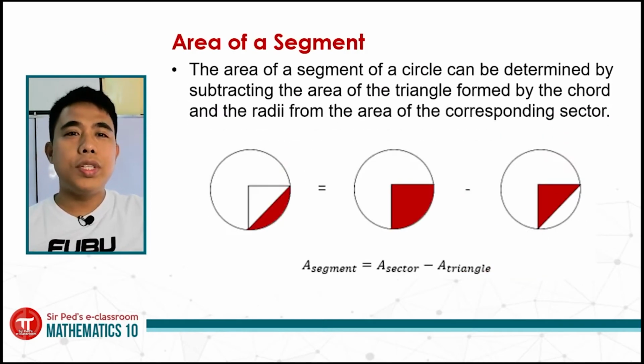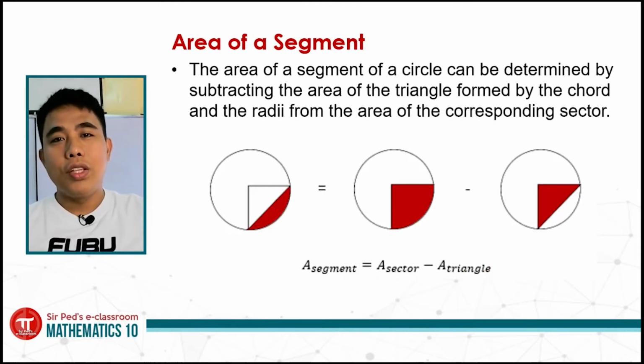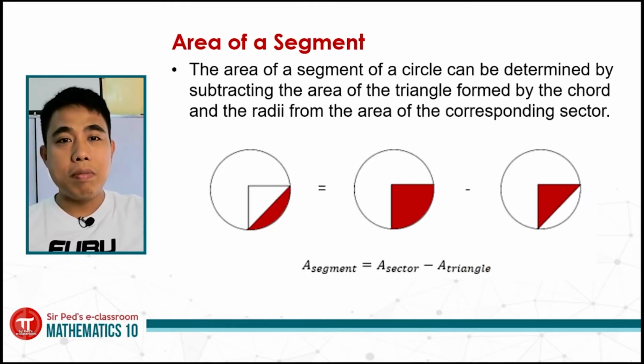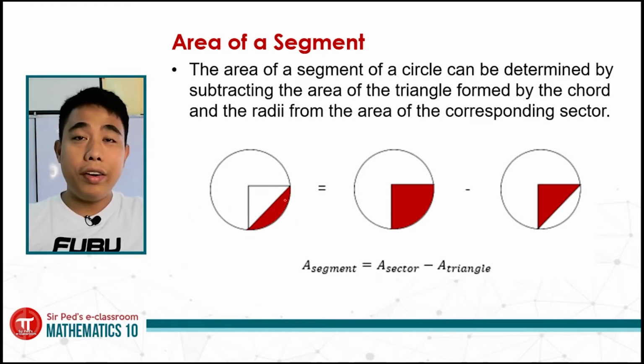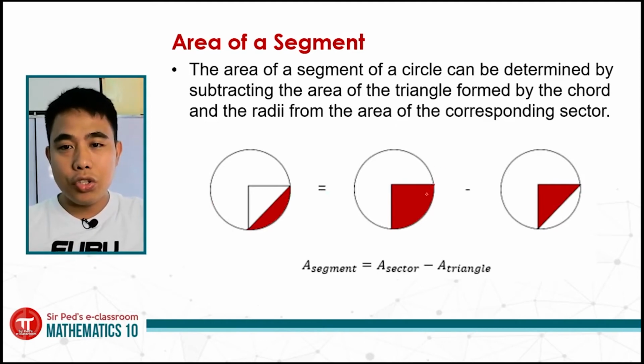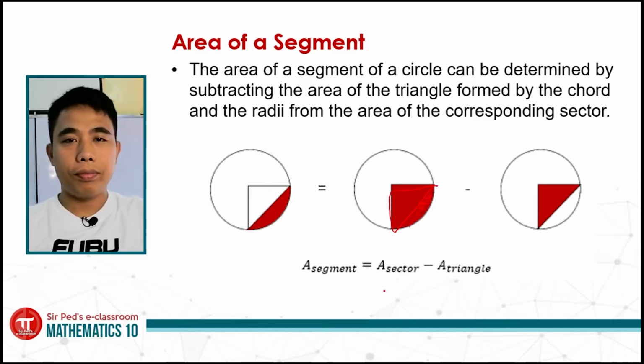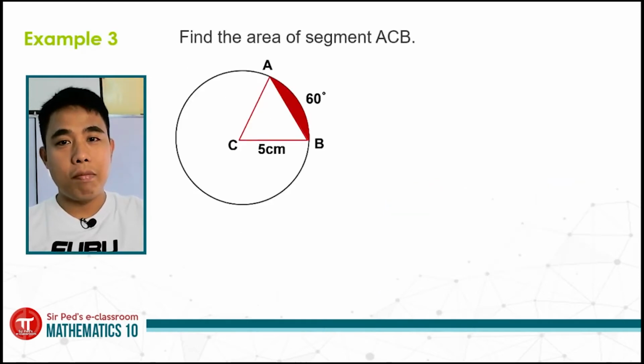Now, let's proceed to the area of a segment. So the area of a segment of a circle can be determined by subtracting the area of the triangle formed by the chord and the radii from the area of the corresponding sector. So the area of a segment is equal to the area of the sector minus the area of the triangle. Okay, let's have an example. Find the area of segment ACB.